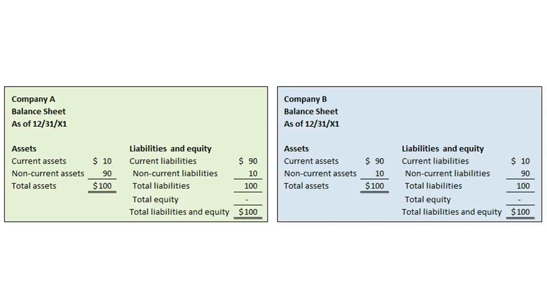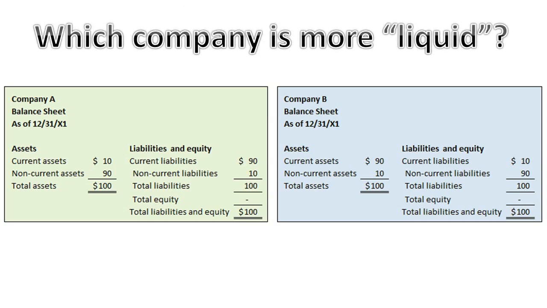Why don't we test your knowledge using a simple comparative example of two classified balance sheets, one for Company A, the other for Company B. You can assume that Company A and B are identical in every way except for how management has classified its assets and liabilities. Based on the two balance sheets above, which company do you think will experience the most difficulty trying to obtain the necessary cash to pay off its current liabilities when they come due next year? In other words, which company is more liquid?